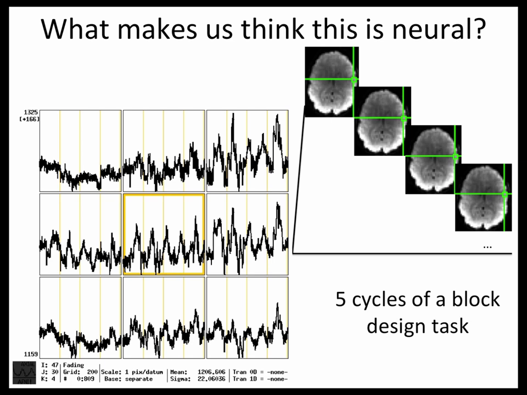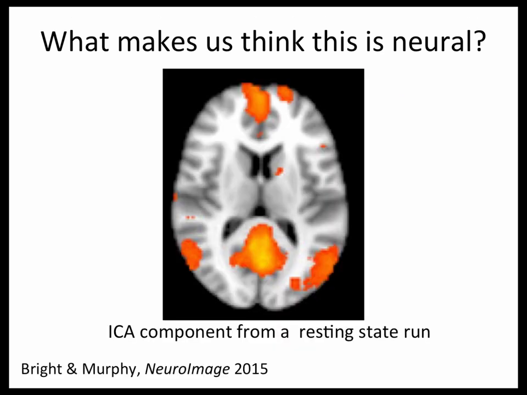So this is a task. What makes us think this is neural? We're doing a resting state fMRI. Katie talked a bit about that on Monday. And we do an ICA analysis to get a component, and this is what our component looks like. What makes us think this one is neural?